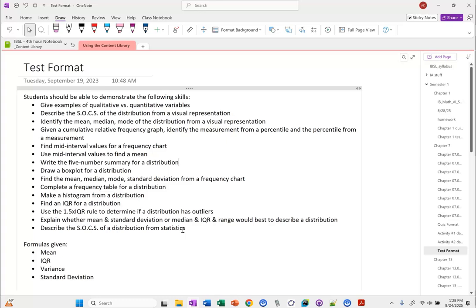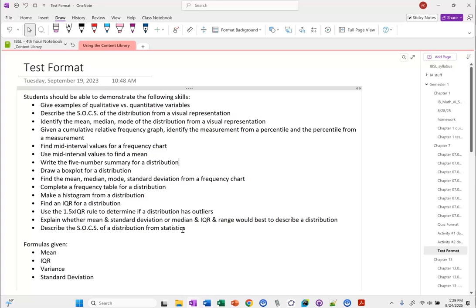I think we did that in the PowerPoint where we drew the graph and you basically draw where the mean, median, and mode would be on the graph. You guys remember doing that? Given a cumulative relative frequency graph, identify the measurement from the percentile and the percentile from the measurement. I think we did that on quiz 1, right? We're just tracing over like x up to percentile and then percentile over to x.